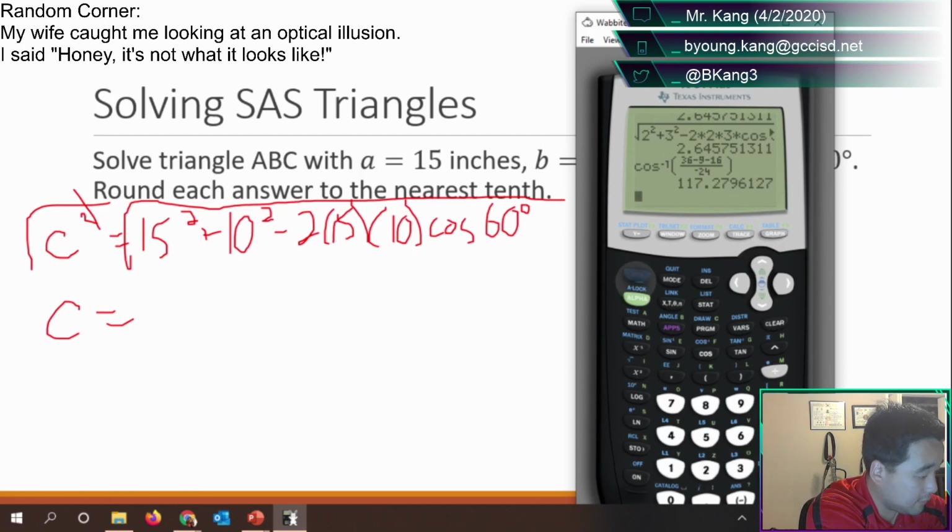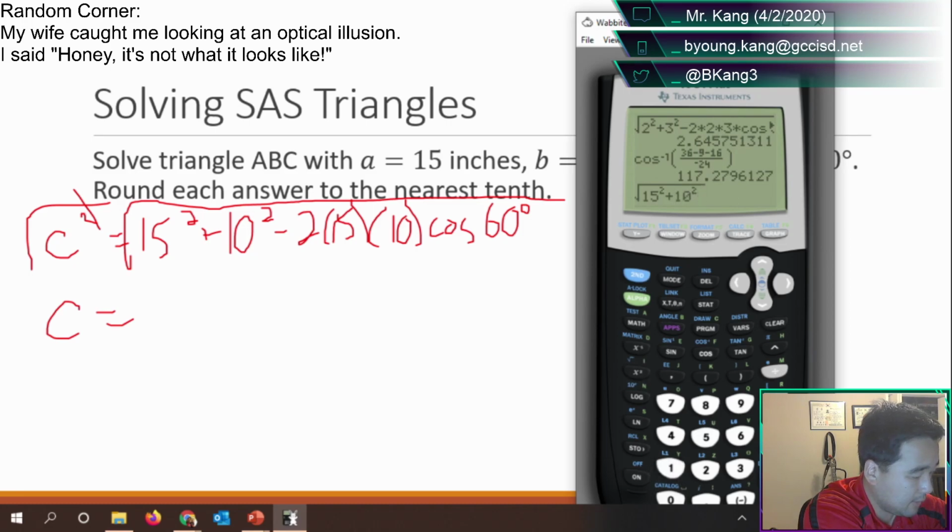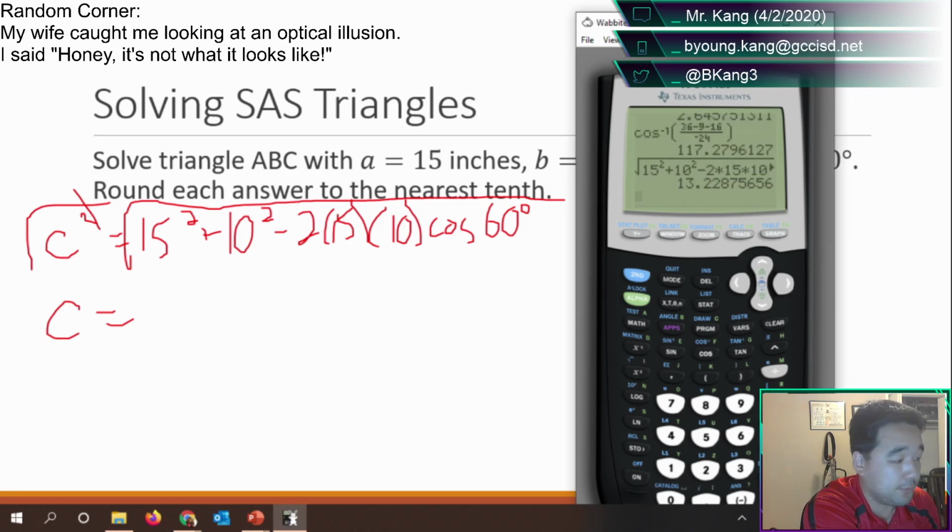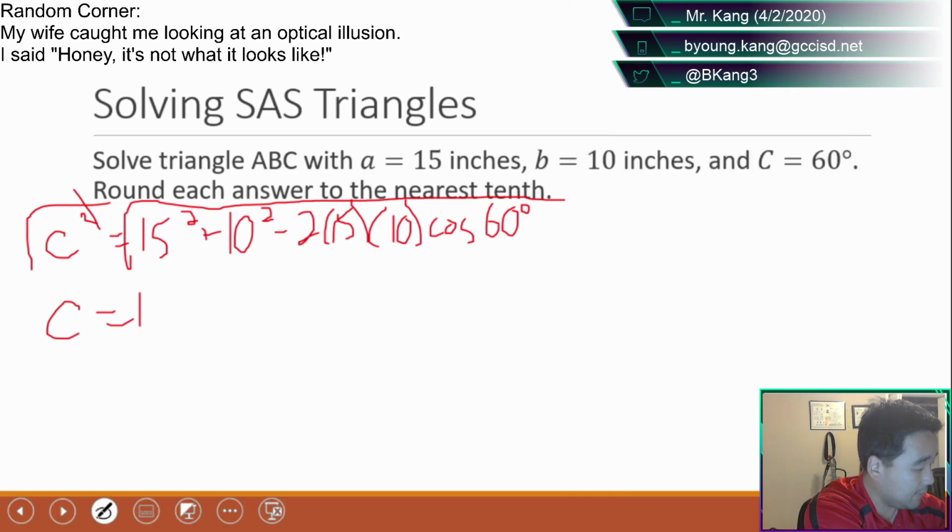So we get the square root of 15 squared plus 10 squared. I guess y'all can read, I don't have to recite everything. And we get c is equal to 13.2, which relative to the other side lengths makes sense. So 13.2.